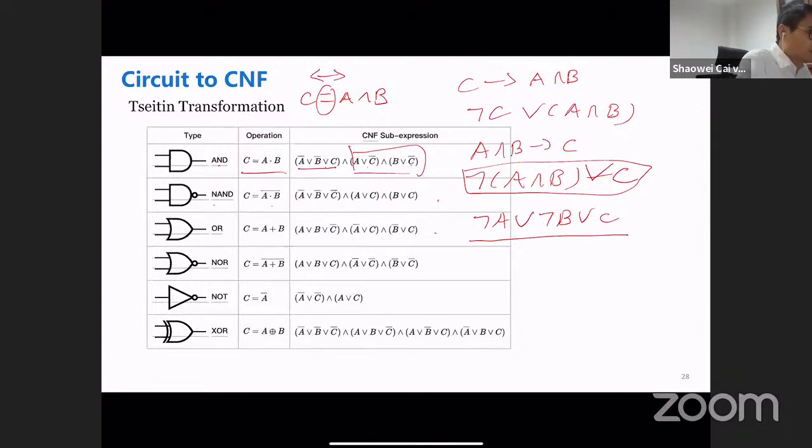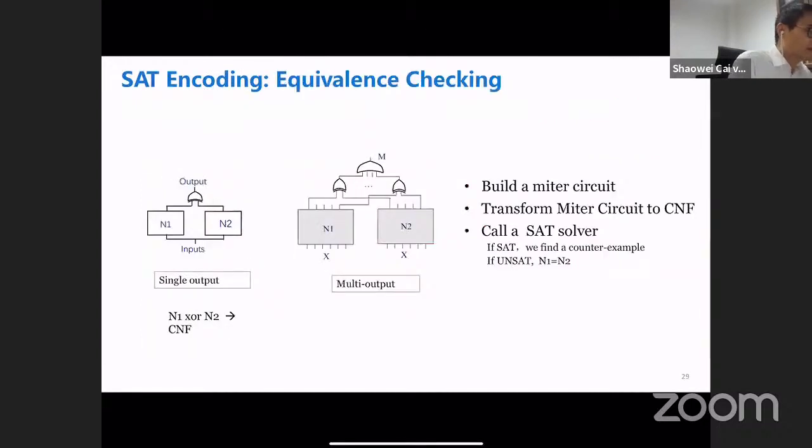Each of the gates can be transformed in this way, and it's a linear transformation, meaning the time and space are all linear. I can leave this as an exercise for you if you are interested. And when we can translate the circuit into CNF, we can perform some tasks using SAT solving to solve EDA problems.